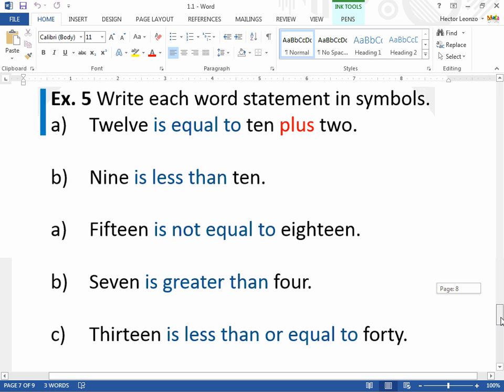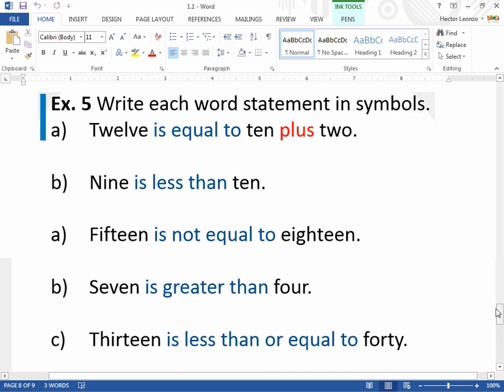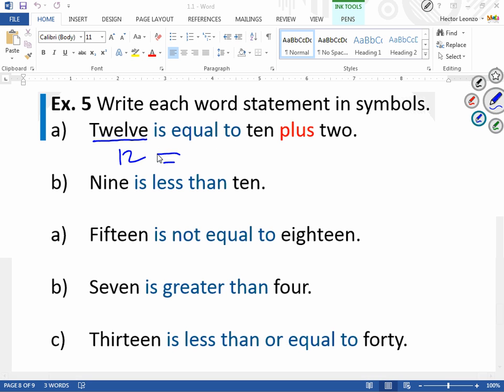Now, obviously, let's practice our words. Write each word statement in symbols. Symbols is how you usually see math. Sometimes we don't call it symbols, we call it an algebraic expression. So let's work this out. 12, the number 12, we know that as 12. Then I have the phrase is equal to, so I'm going to write an equal sign. And then after that, I see the phrase 10 plus 2, so I'm going to write 10 plus 2. And that's basically all you're asked to write in symbols or an algebraic expression.